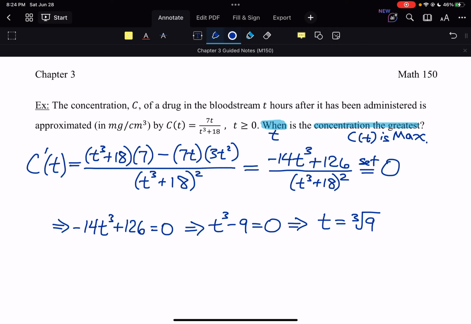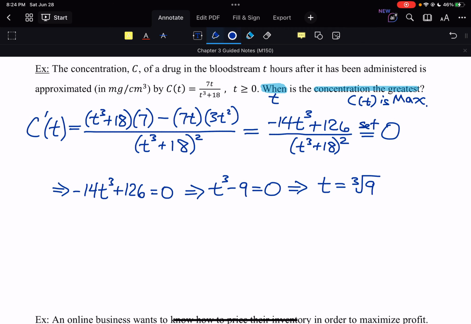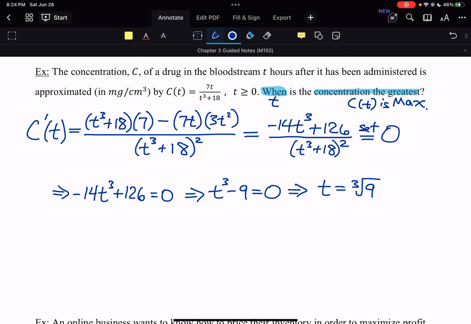Be very careful. Cube root of 9 is not 3. That would be the square root of 9. Cube root of 9 is not a whole number. It's irrational. It's not something that we can get exactly. We would have to approximate using a calculator or something like that. So we can just leave it like that for now. We do need to verify that it's a maximum, because that's what the problem asked for.